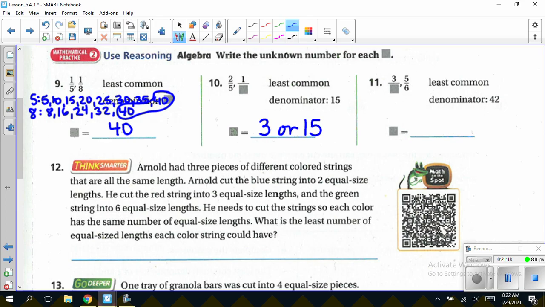And for number 11, doing the same thing, well, if I have a denominator of 42, there are multiple different denominators that I can fill in under the 3 to have that LCD of 42. The first one would be 7, because we know 6 times 7 is 42. Another one would be 21, because if I listed my multiples of 21 and 6, the first number that they would both have in common is 42, and obviously 42 as well.